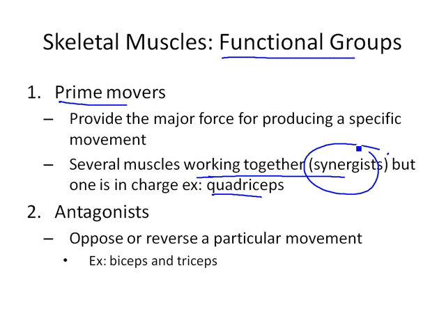Now, antagonists are muscles that work in opposite directions or do opposite movements. Example, the biceps and triceps. The biceps flex the joint, bringing the forearm to the arm, and the triceps extend the joint.